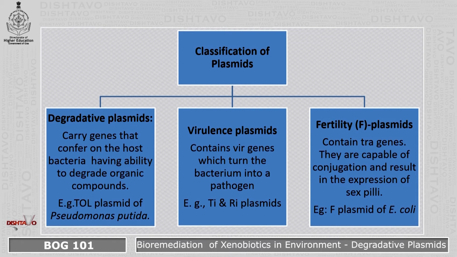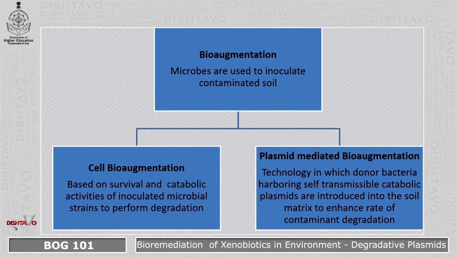Fertility plasmid or F plasmid. They contain transfer genes that are capable of conjugation and result in the expression of sex pili. Example, F plasmid of E. coli. In this module we are going to study only the degradative plasmid. For degradation by this degradative plasmid, there is a special method known as bioaugmentation. Augmentation here means the microbes are used to inoculate contaminated soil.